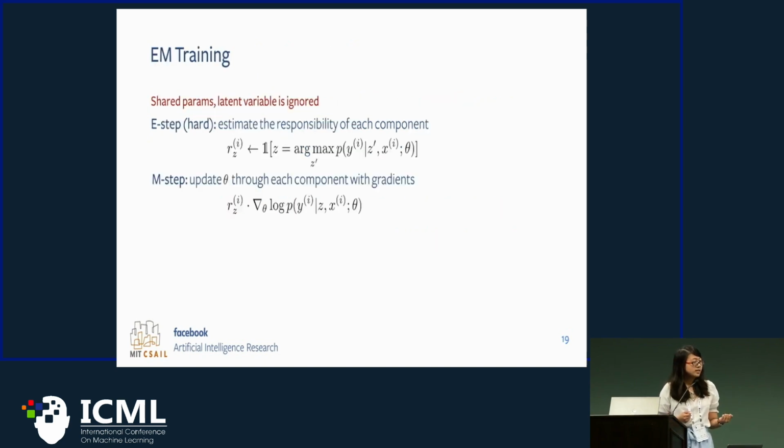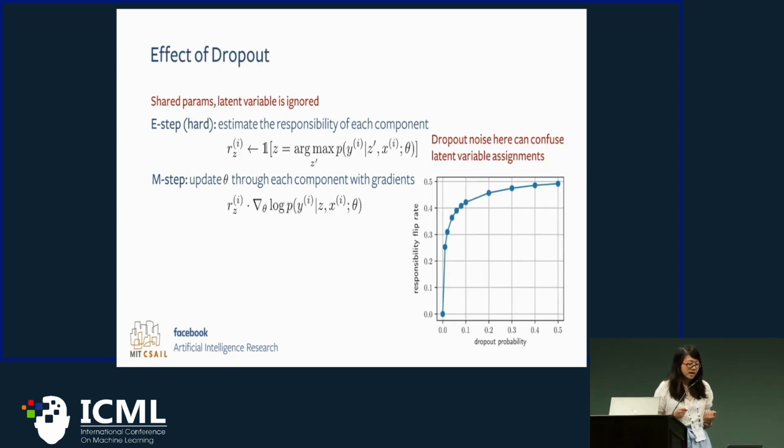Back to our shared parameterization case where the latent variable is ignored, let's examine our training procedure. At the E step, when we assign the training examples to the components that best explain them, dropout noise here can confuse latent variable assignment and make the selection process random. We did an experiment to test the effect of dropout and see that as we increase the dropout probability, the optimal value of Z is quickly corrupted. Even with a small dropout probability of 0.1, we observe a 42% chance that the optimal assignment of Z changes, which in turn makes the model ignore the latent variable.